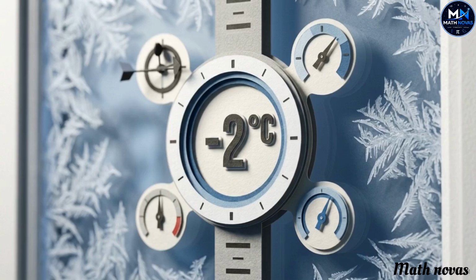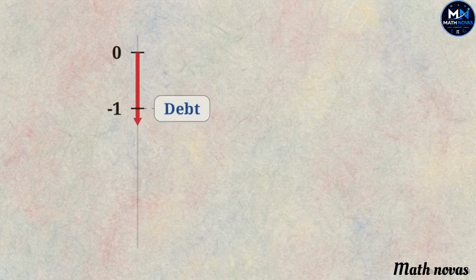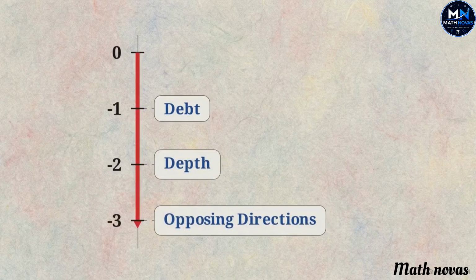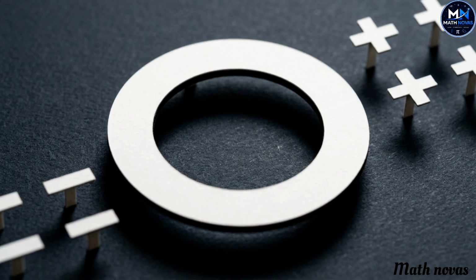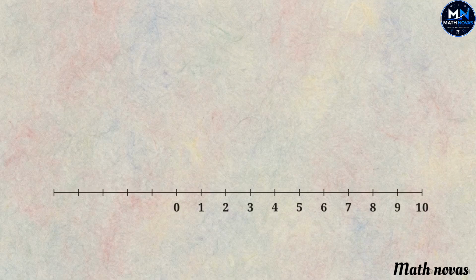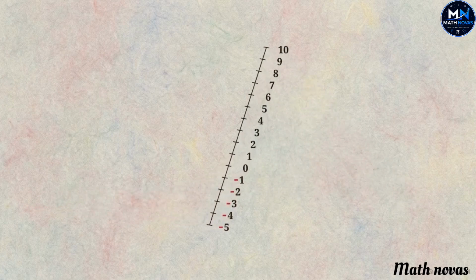We need a system to measure what happens when we go below that baseline, to track things like debt, depth, and opposing directions. 0 marks the exact middle point of the mathematical spectrum. It holds a unique, neutral position, carrying neither a positive nor a negative charge. As we populate the left side of the line, every number receives a minus sign. Here, the symbol functions as an identity tag, identifying values that are less than 0.